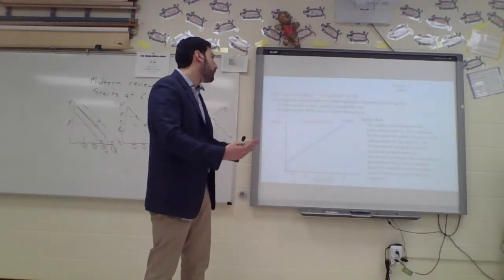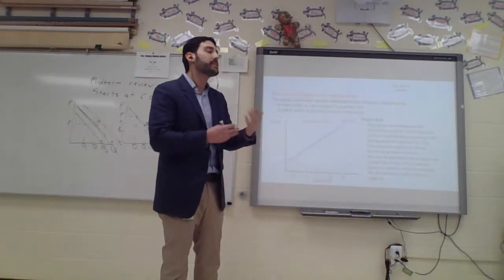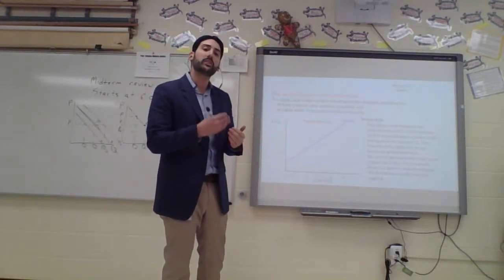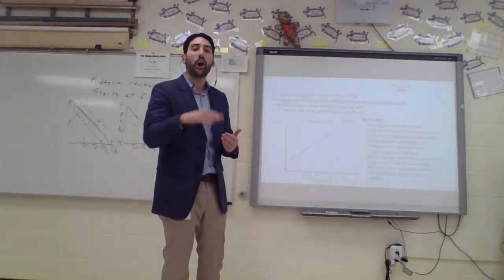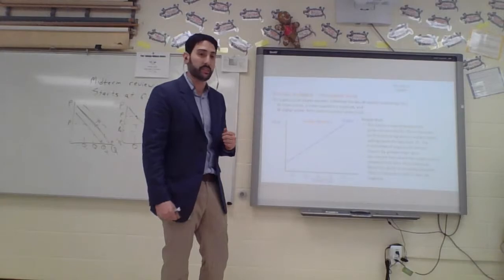So, and also as we increase the supply of a good, we have something called diminishing marginal returns, which means it's harder to produce more of the good, costs go up, and in order to compensate for higher costs, we have higher prices.